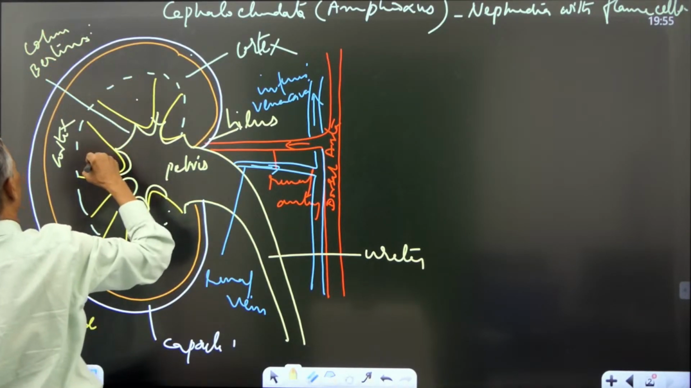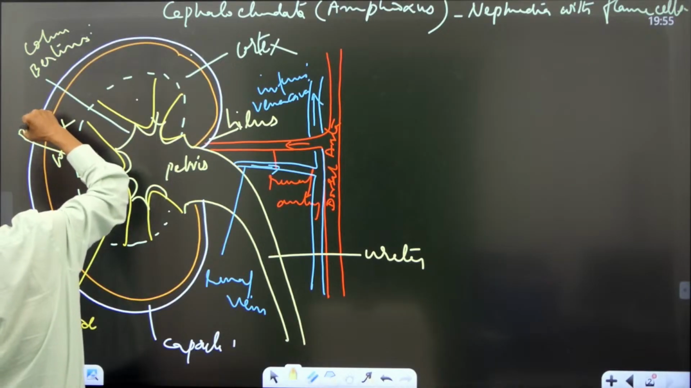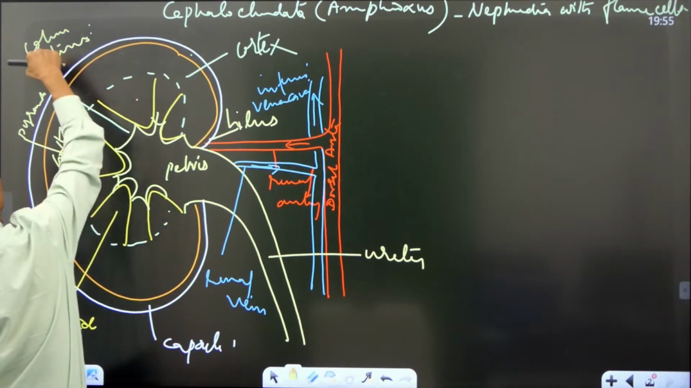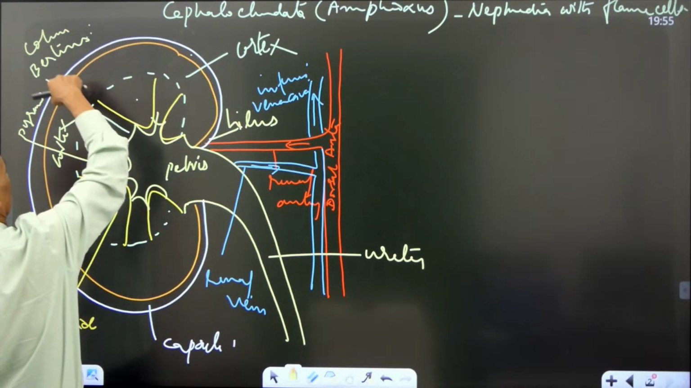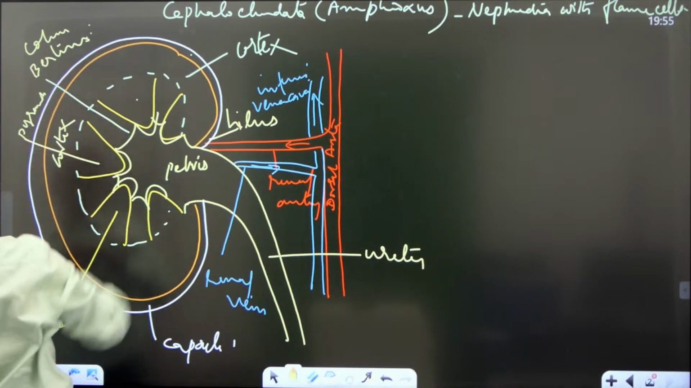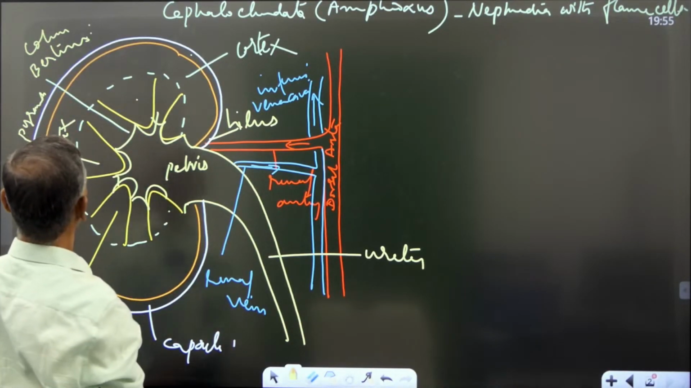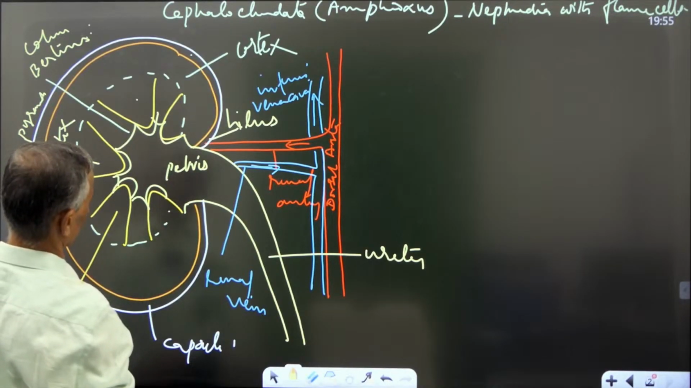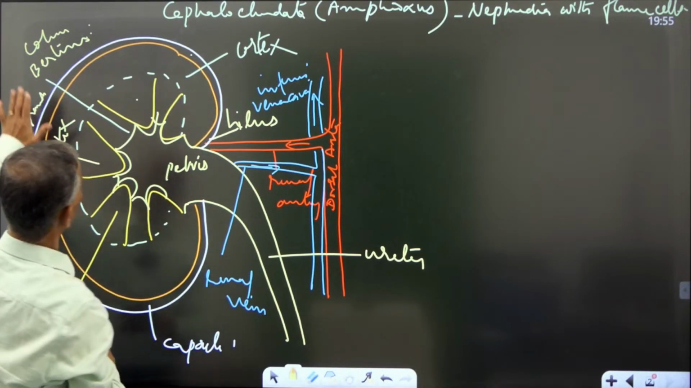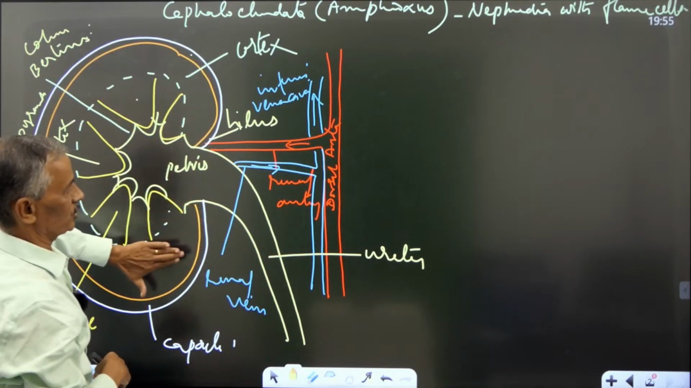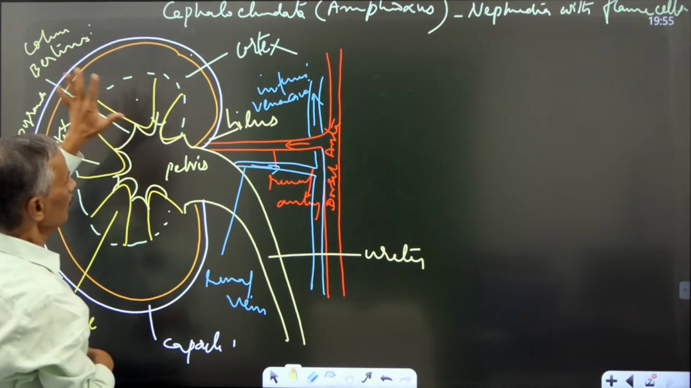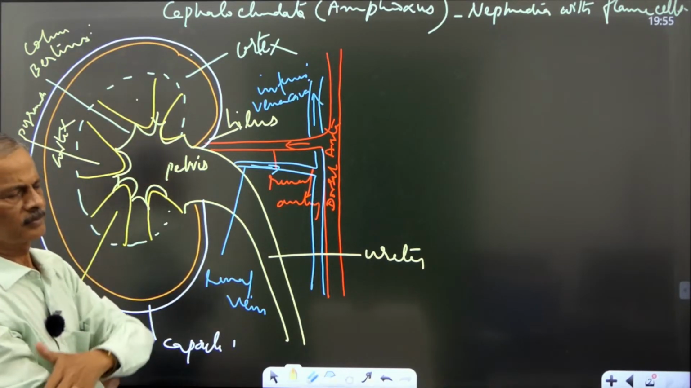These are the pyramids, and in between the two neighboring pyramids, the cortex is extending, growing in the form of renal columns called columns of Bertini. So this is the gross structure, general structure of a single kidney. Is that clear?